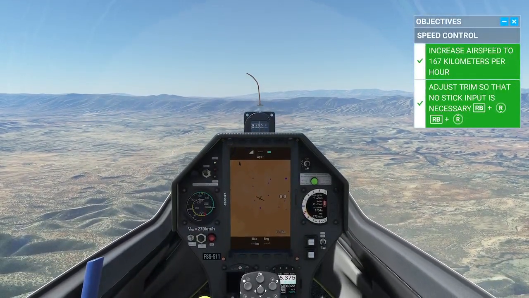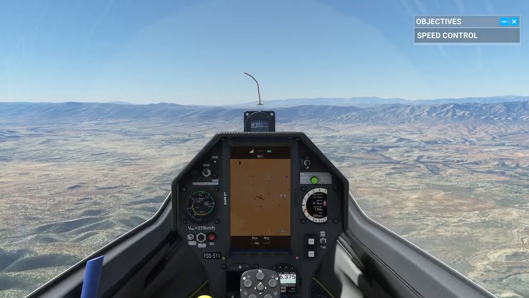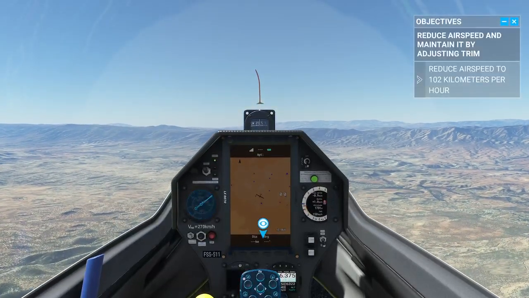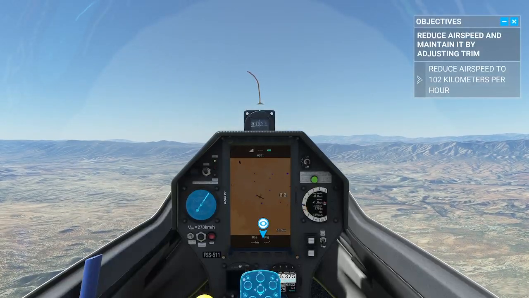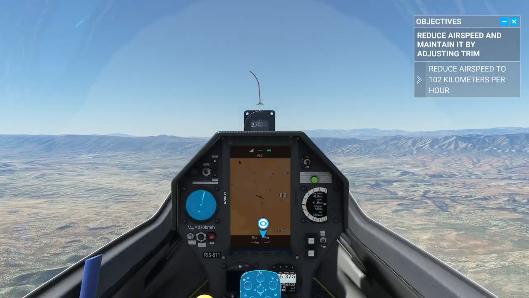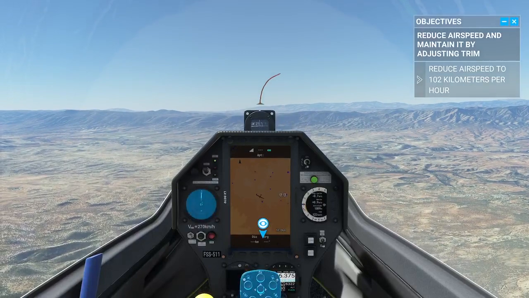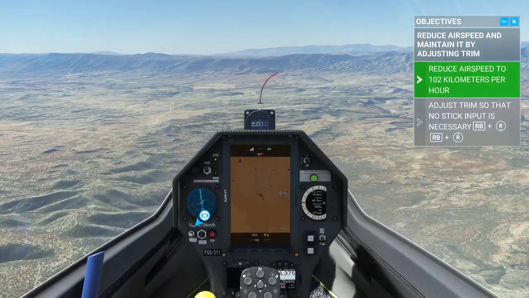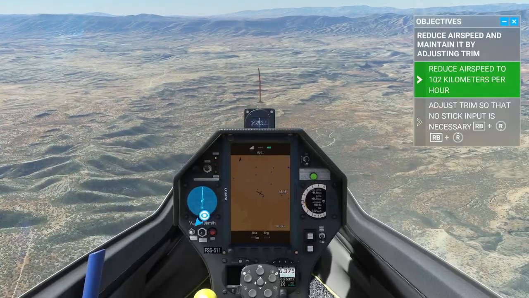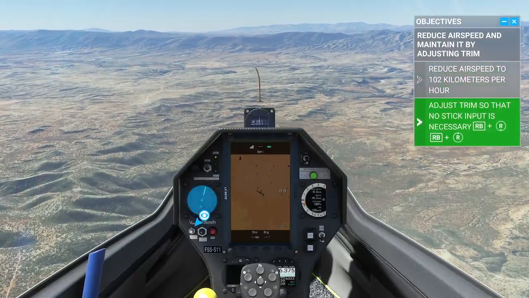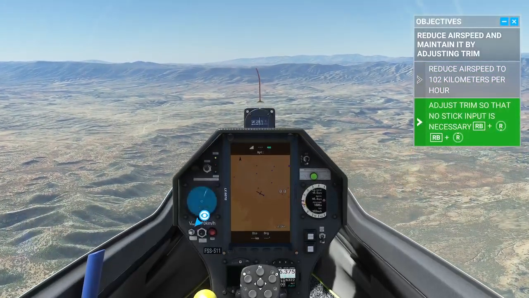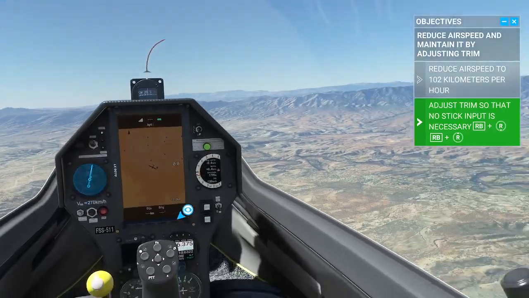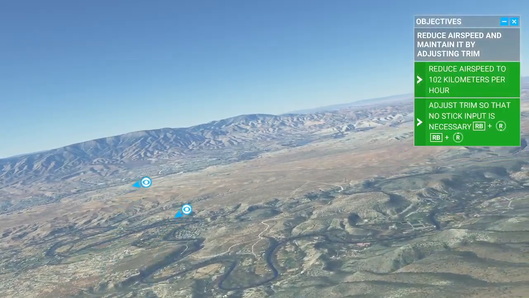Now let's reduce our airspeed. Bring the glider to 102 kilometers per hour. To reduce airspeed, gently lift the nose by pulling back on the stick. You need less input compared to pushing the stick forward. Once you're at 102 kilometers per hour, maintain that airspeed at first by stick input, and then adjust trim so no input is necessary. Bleeding off our airspeed will take a few moments.